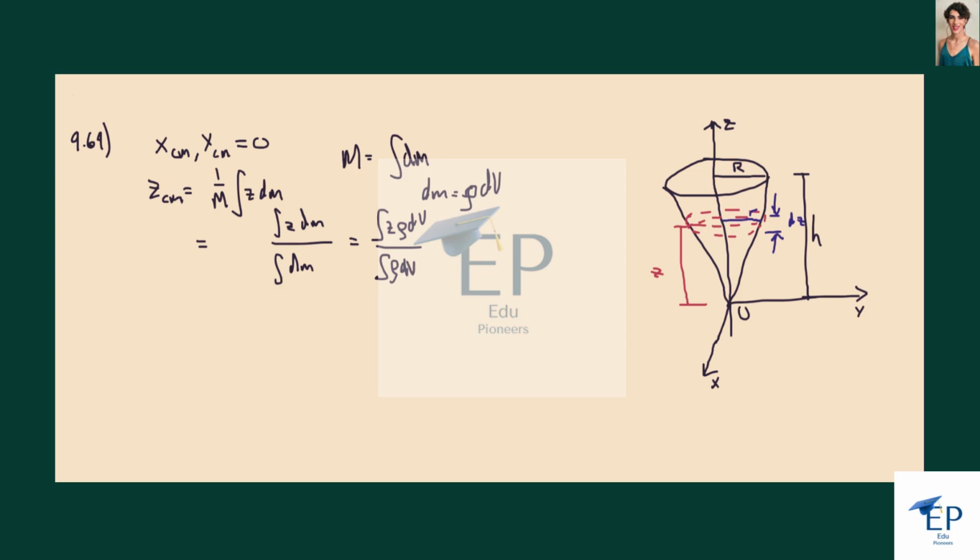Okay, so now we're going to go back to this diagram here and look at these disks. So for a small disk that has a radius r and a thickness dz, we have to figure out what volume this is going to have. Well, the volume of a disk right there is given as the area pi r squared times the height dz. So this is our dv.